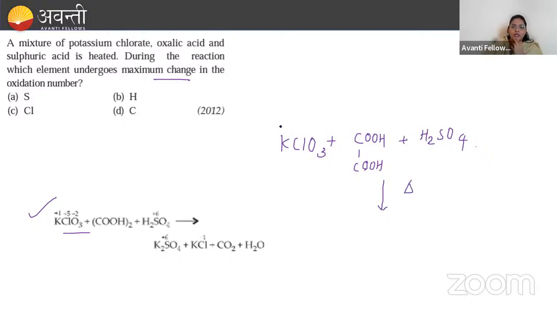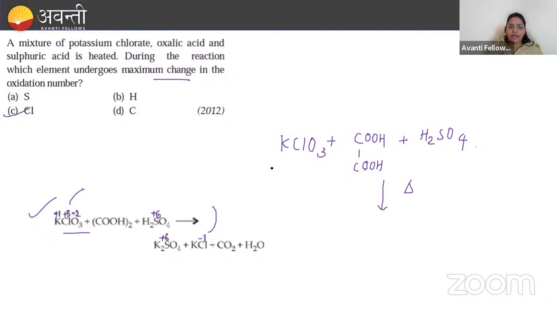So we need to calculate the oxidation number for each and every species. Here you can see potassium is +1, and for chlorine it is +5, because oxygen is more electronegative and is -2. Sulfur has +6 oxidation state, and chlorine has -1 oxidation state. So who undergoes the maximum change here? Chlorine, which had +5, has changed to -1. So there is a maximum change in oxidation number observed for chlorine. You can easily calculate the oxidation number.